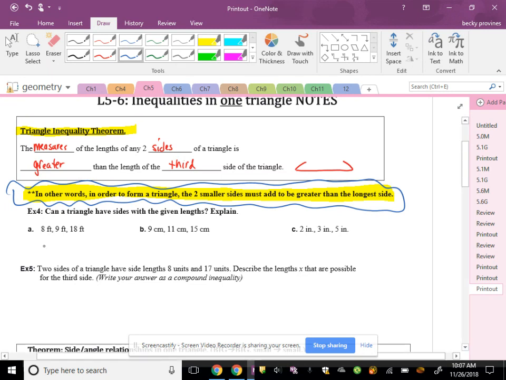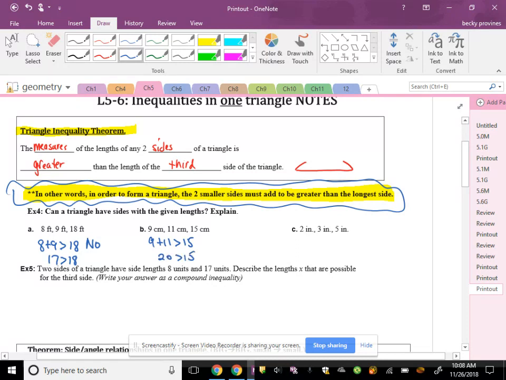So let's pick the two smaller sides. 8 plus 9. Is that greater than 18? So is 17 greater than 18? No. So does it form a triangle? No, it doesn't. And the explanation could just be your work, because the two smaller sides is not greater than the big side. So let's add up the two smaller sides, 9 and 11, and you do have to show your work. That is your explanation.